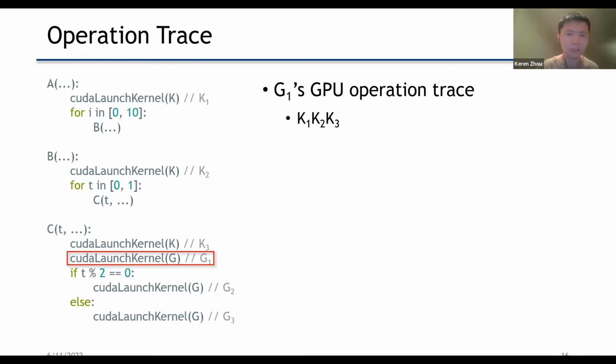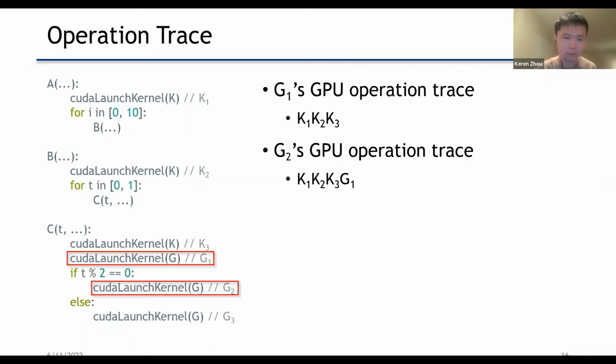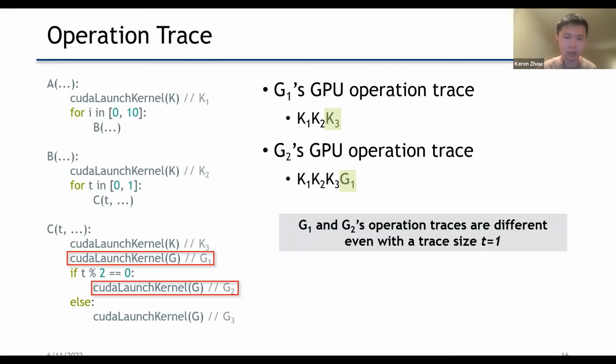So this is the GPU operation tree for G1. Similarly, we get the operation tree for G2, which is K1, K2, K3, and G1. Therefore, we can see that G1 and G2's operation trees are different, even with a tree size of 1, which looks back one operation before the current operation. We don't want to keep a very large tree size because that's going to increase the comparison cost and also the storage for all the trees associated with each GPU API.